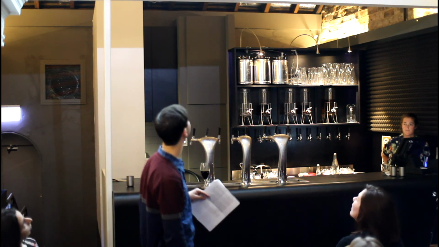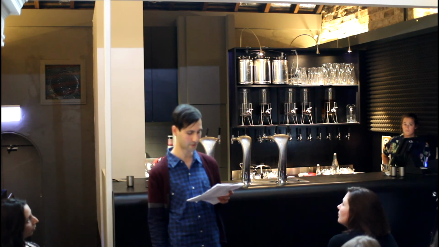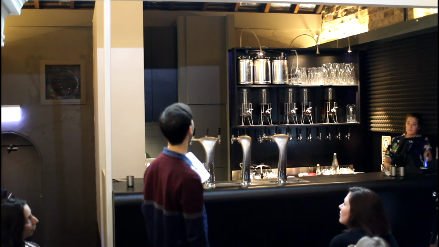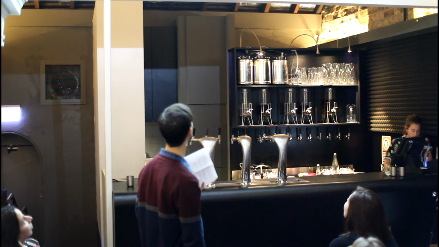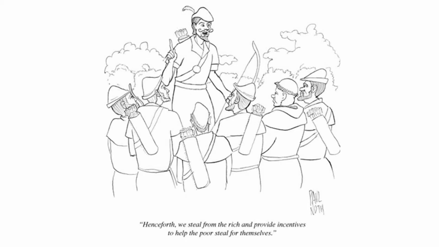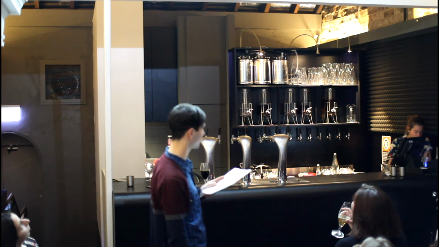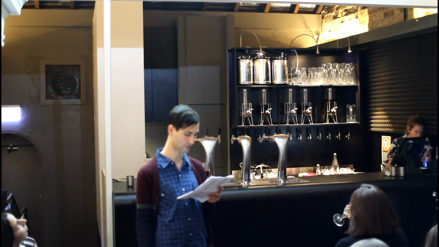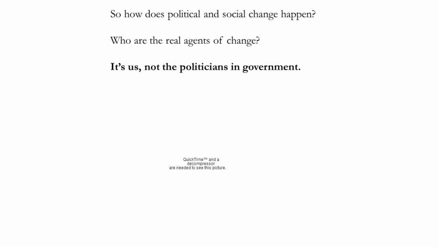Okay, so just to finish off, how does political and social change happen then? Who are the real agents of change? So the cynics might say it's like this, or the slightly less cynical but comical might think it's like this. But no, the way change actually happens is, it's us, the population, who affects change, not the politicians and government.